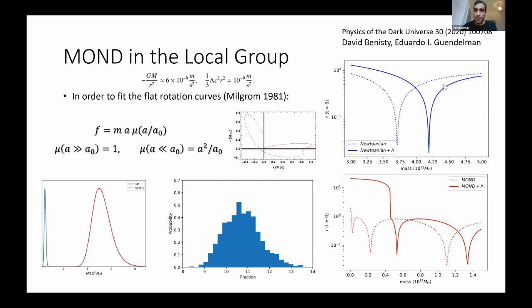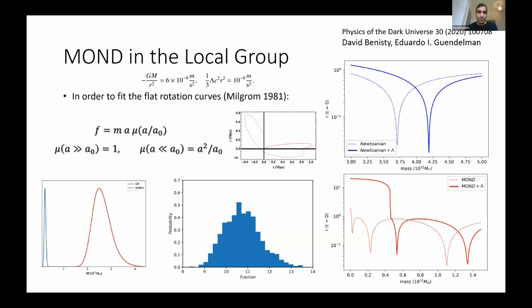This is some paper that I published with my PhD supervisor during my PhD. These two values, minus GM over r squared and lambda r squared, are in the same range, as you can see here. They are both also in the Mondian regime, where the acceleration of MOND is expected to be detected, so about 10 to the power of minus 10 meters per second squared.